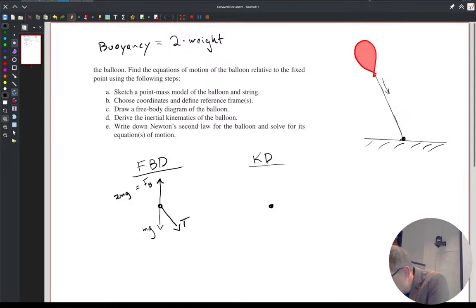And that was the sketched point mass. Draw a free body. I guess we also drew that free body, and that's fine. What kind of coordinate system do you think would work for this? Maybe polar? Or inertial, yeah.